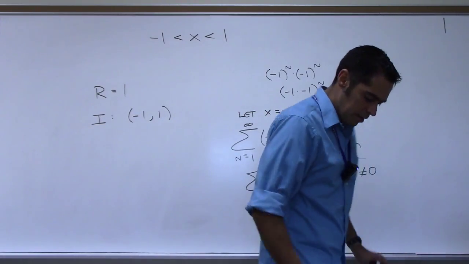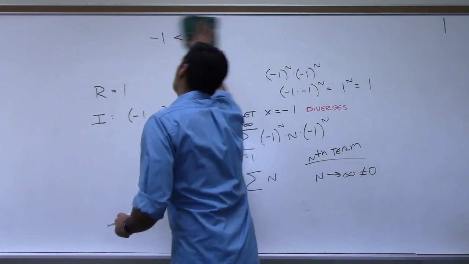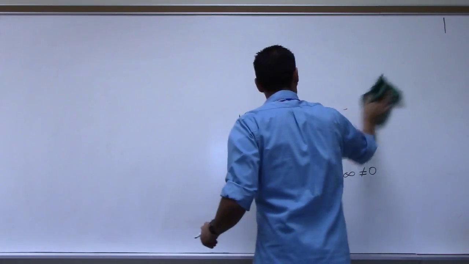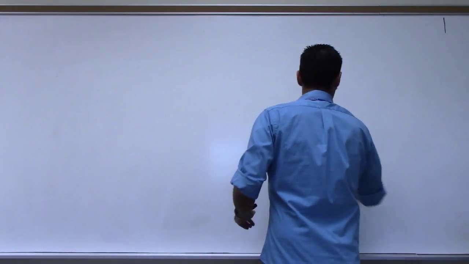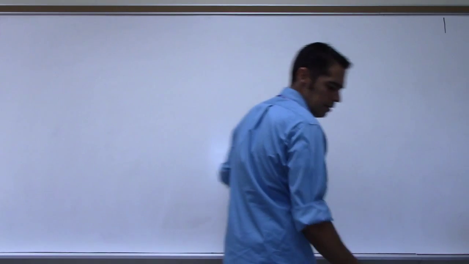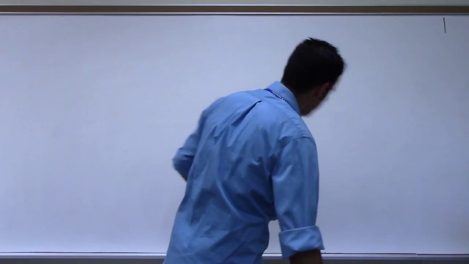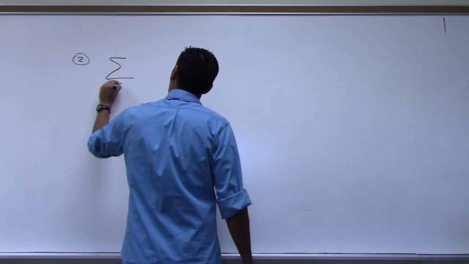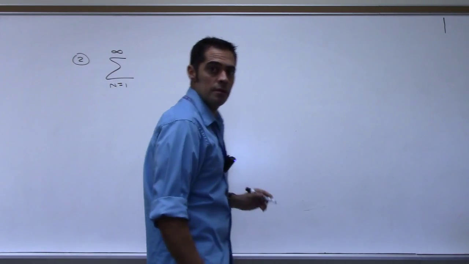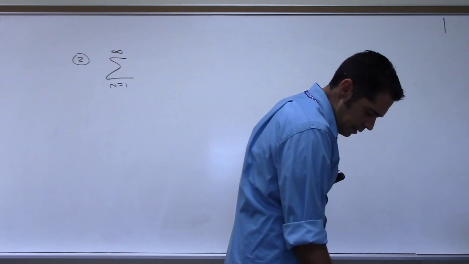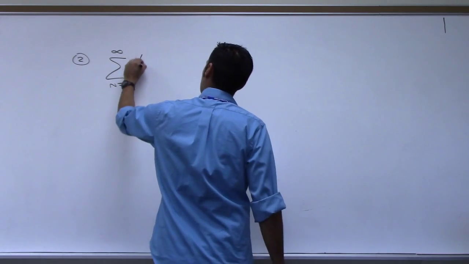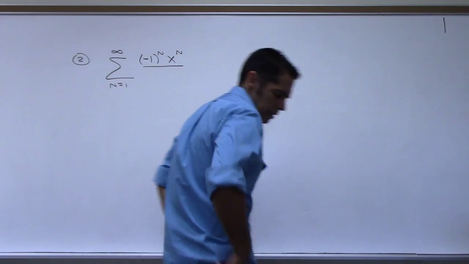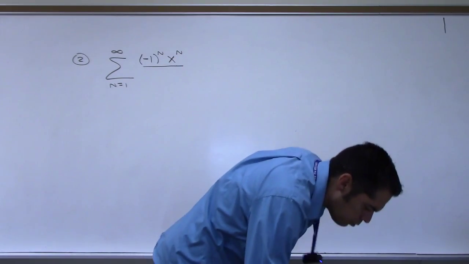All right, let's take a look at number 2. Sum n equals 1 to infinity. Let's see, I'm recording, right? Negative 1 to the n, x to the n over the cube root of n.